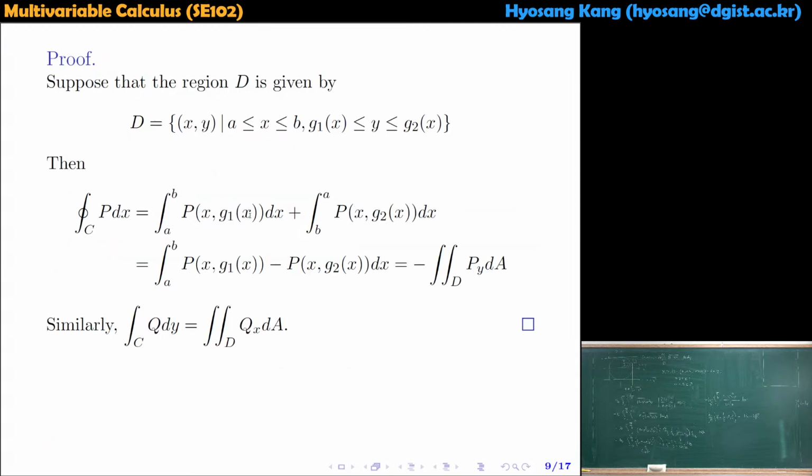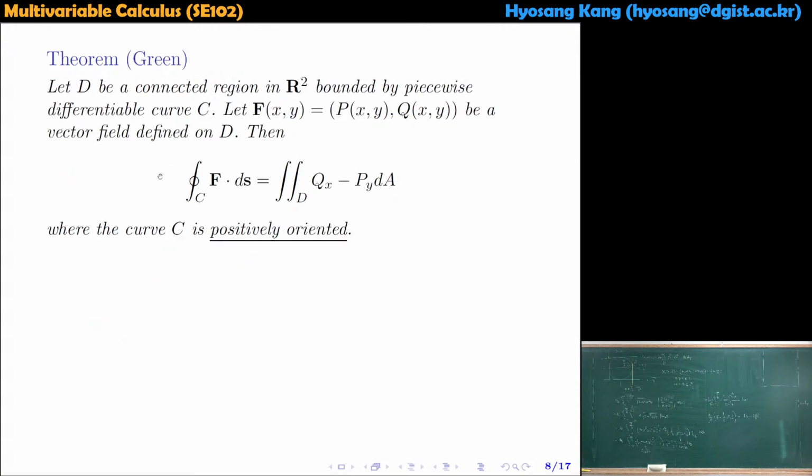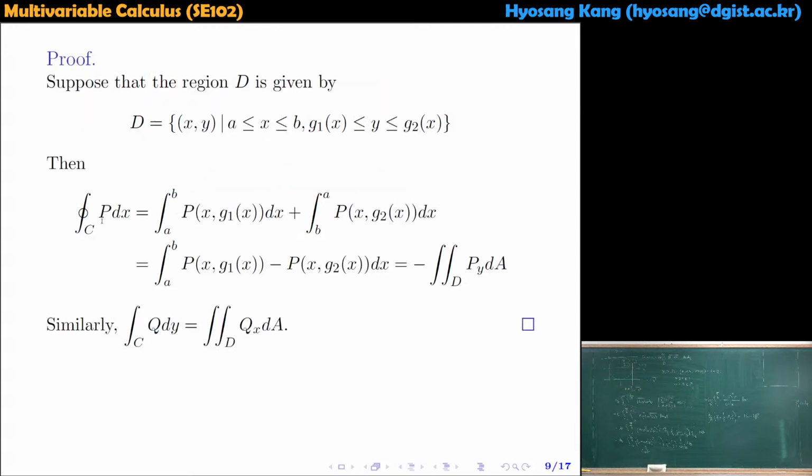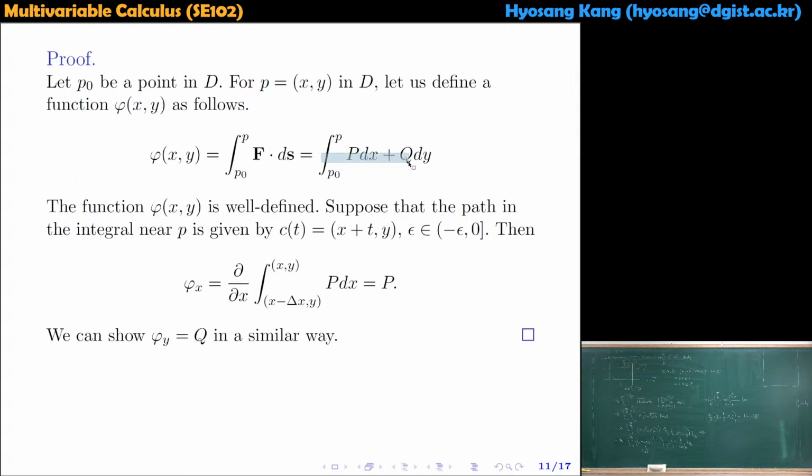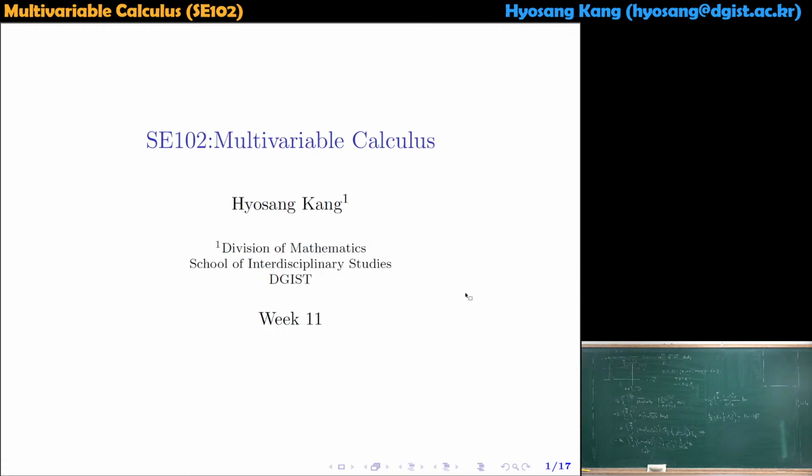So remember that we talked about the line integral in this kind of notation here, right? But also we can talk about the line integral using dx dy notation. So we're going to use this notation frequently also. Like this kind of notation, okay? So that's our objective for this week.